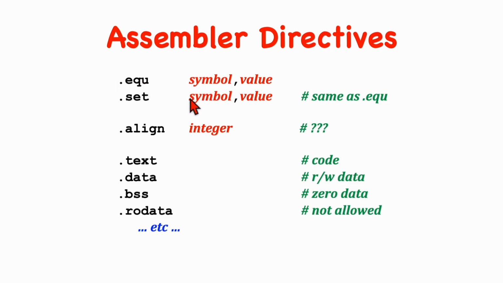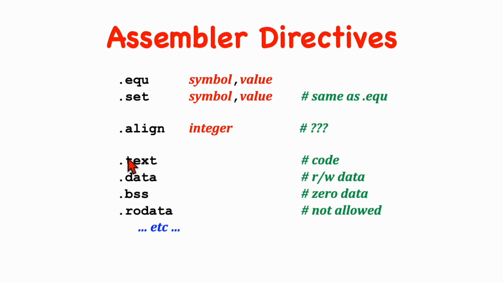We also have a .align directive, and the idea here is that certain things require proper alignment, and this assembler directive will include enough bytes to force the next thing to be properly aligned. To be honest, I can't quite figure out exactly how this thing works, so I'm just going to leave it at that. And then we have .text, .data, .bss, and some others.